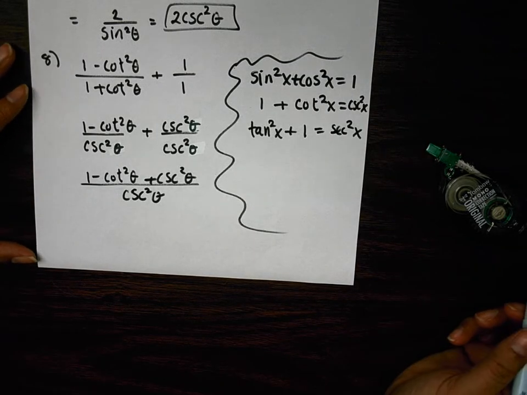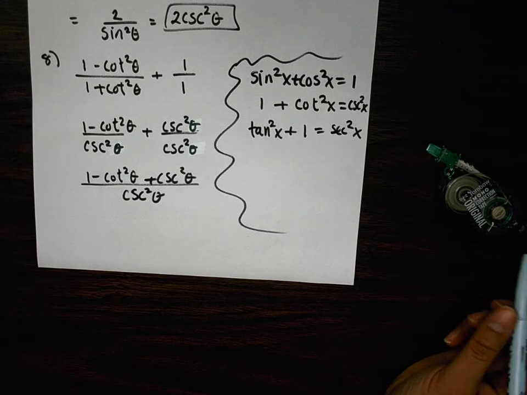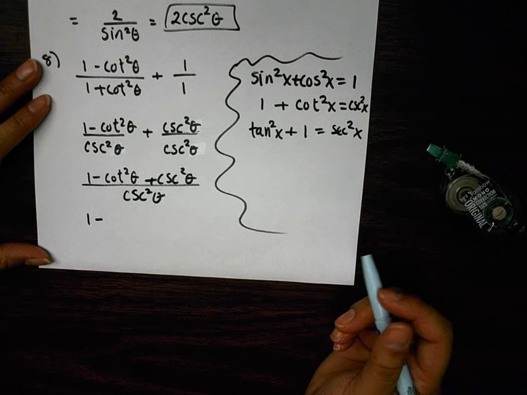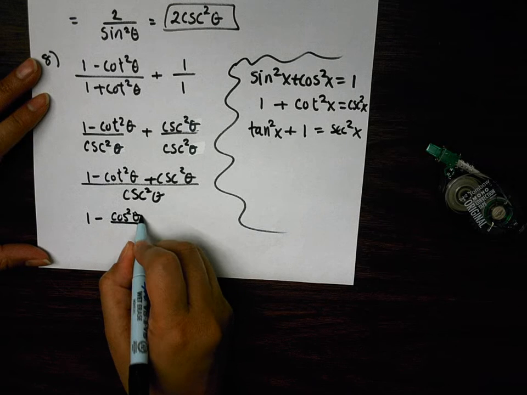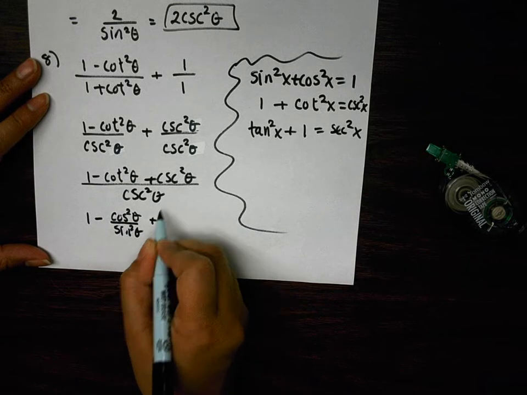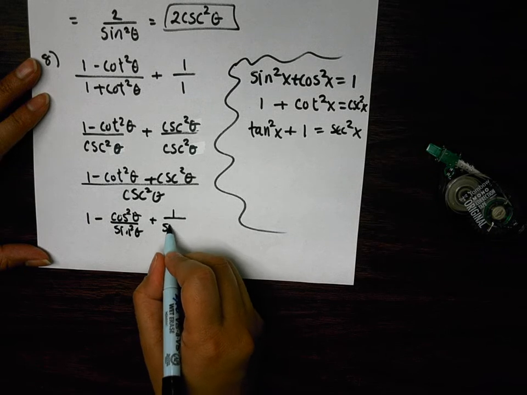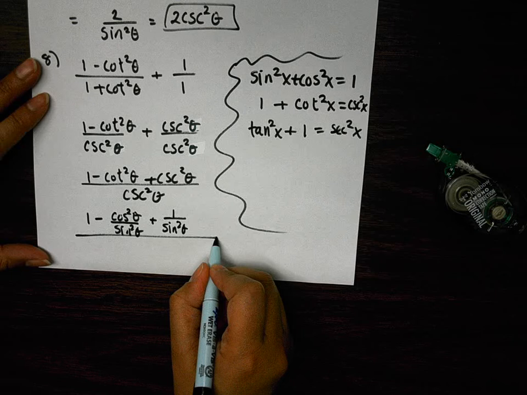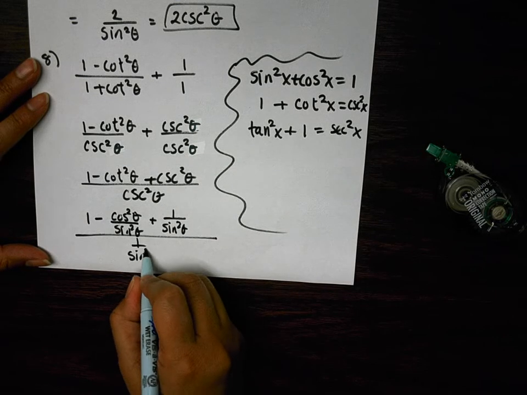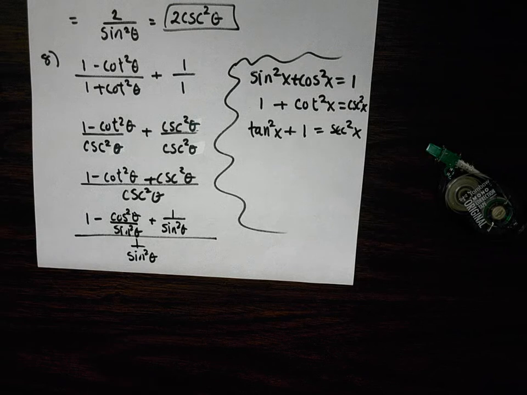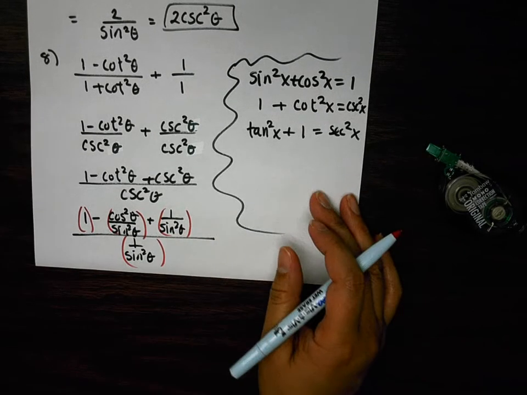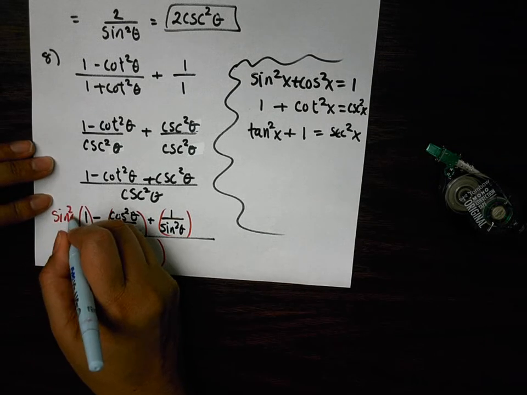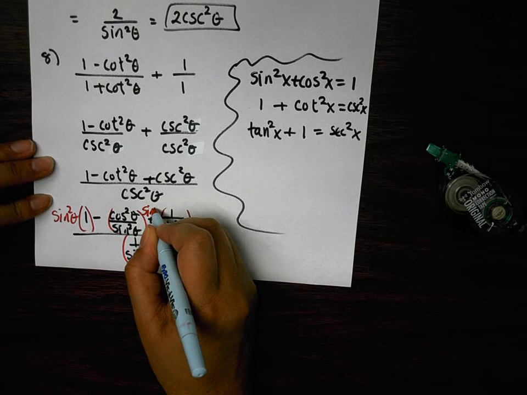What could we do at this point? Change everything to sine and cosine? 1 minus, what's cotangent? What over what? Cosine over sine. Thank you. Cosine squared over sine squared. Plus cosecant squared is 1 over sine squared, all over 1 over sine squared. And what could we multiply everything by? Sine squared.